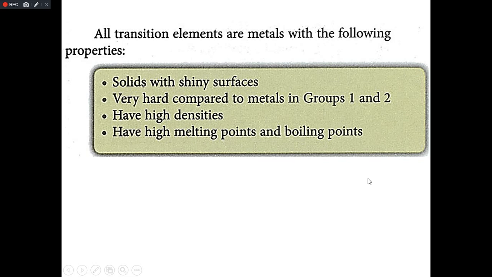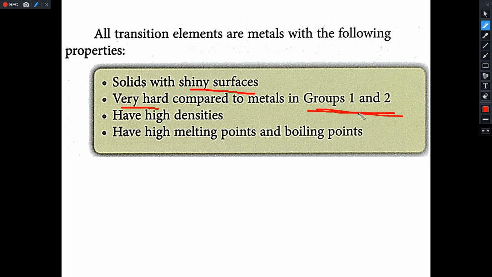We go to the next slide. All transition elements have the following properties. These are the general properties. Because transition elements are metals, they are solid with a shiny surface. I repeat, transition elements are metals, so they are solid with a shiny surface, and they are very hard if compared to metals in Group 1 and Group 2.